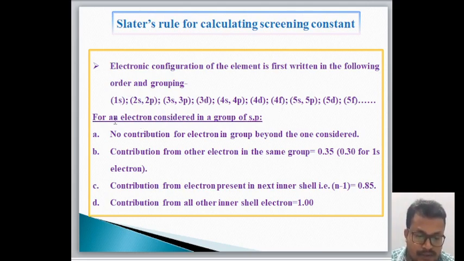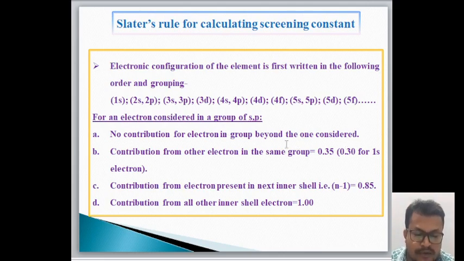There are two Slater's rules to calculate the effective nuclear charge, which are used to determine the screening constant. The first rule is applicable for electrons present in s and p orbitals. Next, we will discuss the rule which is applicable for an electron present in d and f orbitals. So if an electron is present in an s or p orbital, the rule is: no contribution from electrons in groups beyond the one considered.